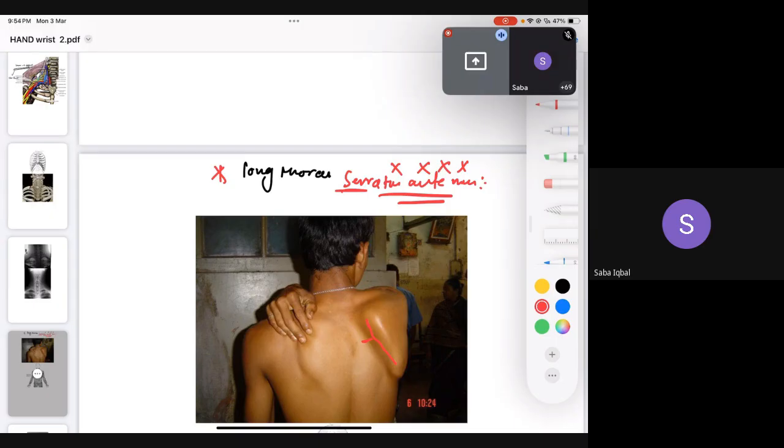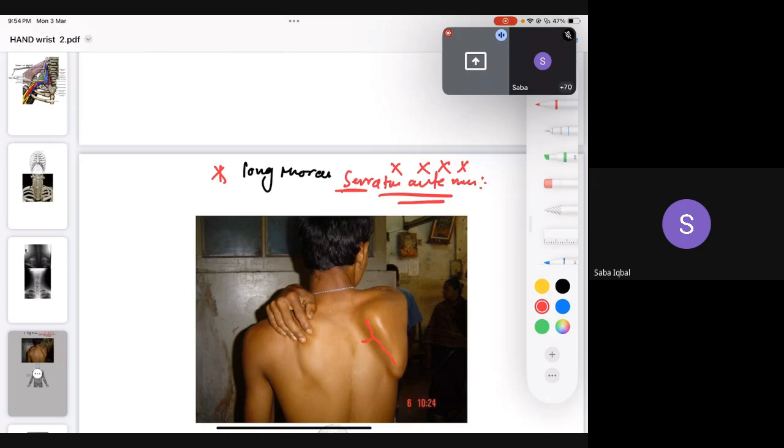Is that clear? So, for example, if you tell this individual with long thoracic nerve injury to keep his outstretched hand on the wall and push it, if I'm suspecting long thoracic nerve injury, I'll tell him to outstretch his hand and push it against the wall. What happens? His scapula is going to come out, or detach from the rib cage, which would result in winging of the scapula.